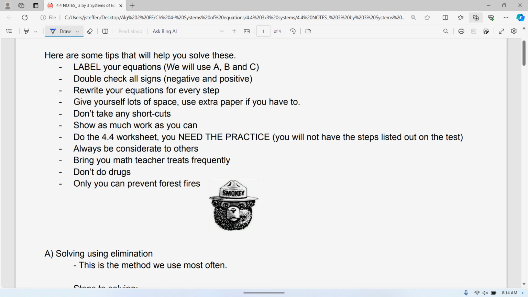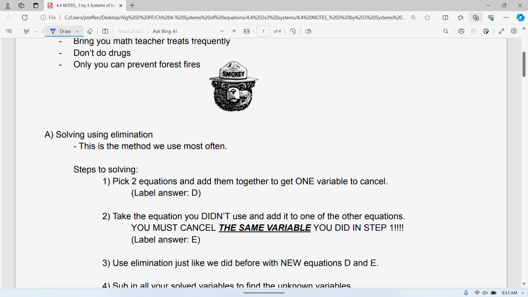If you want to bring your teacher's problems, just make them go a little bit smoother. Don't do drugs until you can prevent forest fires. Those are the key things to this lesson. Not the last lesson, specifically this lesson. See, it's supposed to be a joke. It's okay. You don't have to laugh. I get it.